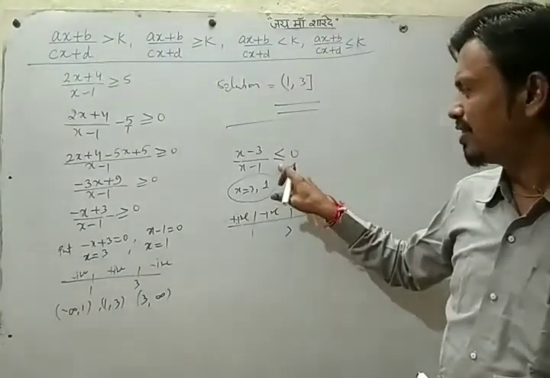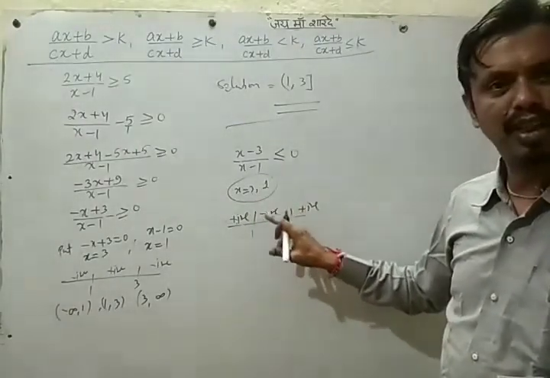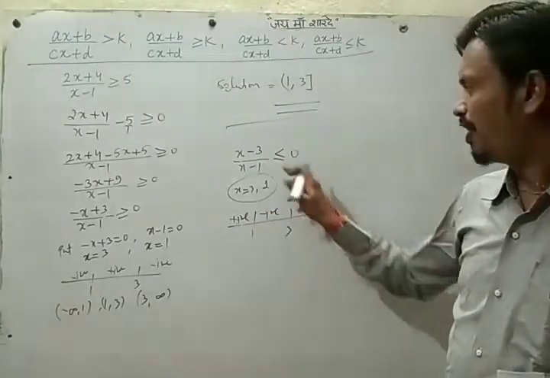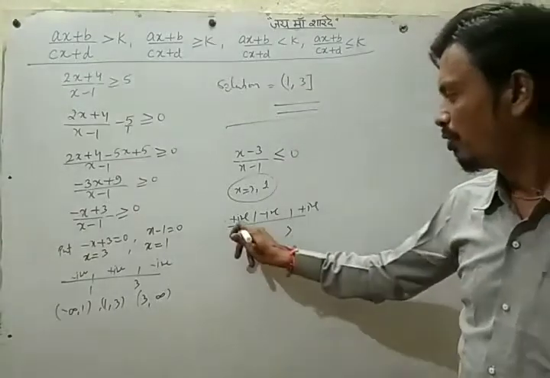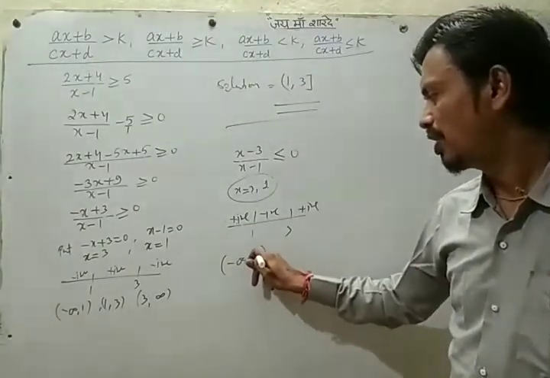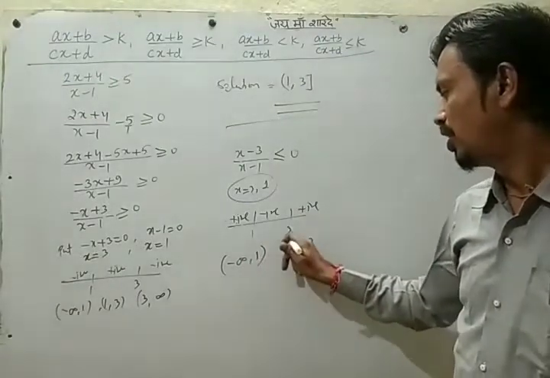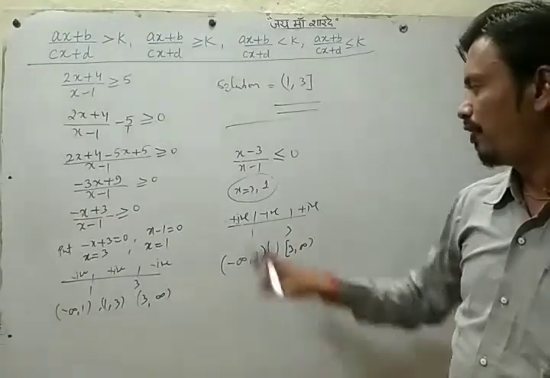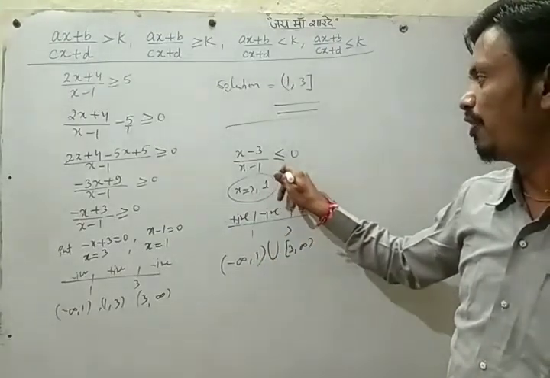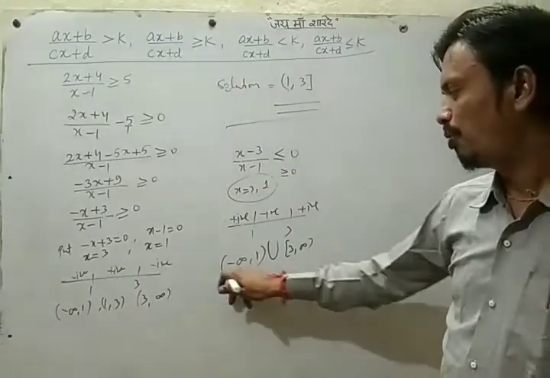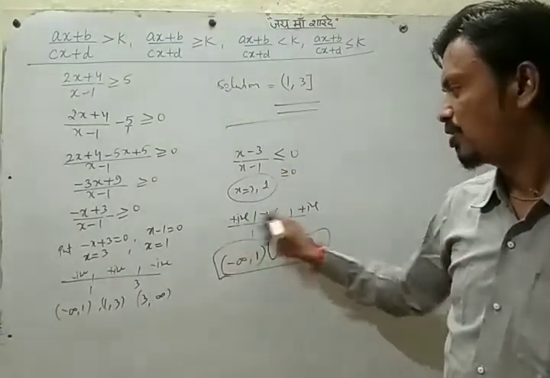What we need here is less than 0, so we can take this middle interval. If it is more than 0, we can take these two parts, and our solution will be minus infinity to 1 and 3 to infinity, with 3 included, taking the union. If we have a question like (x - 3)/(x - 1) ≥ 0, our solution will be these two intervals.